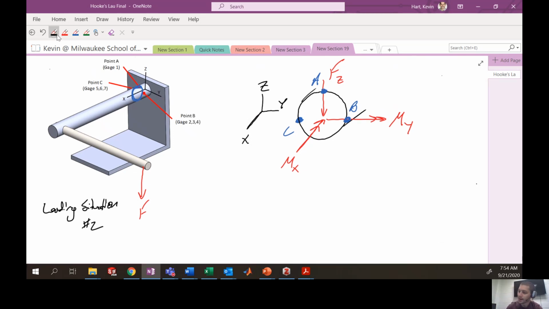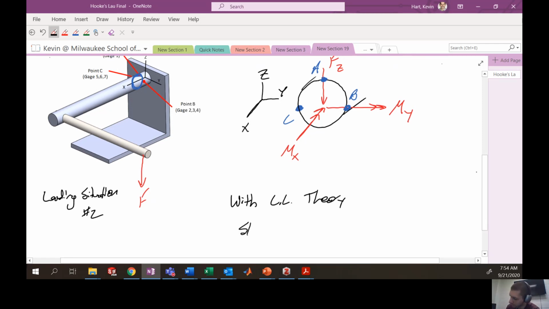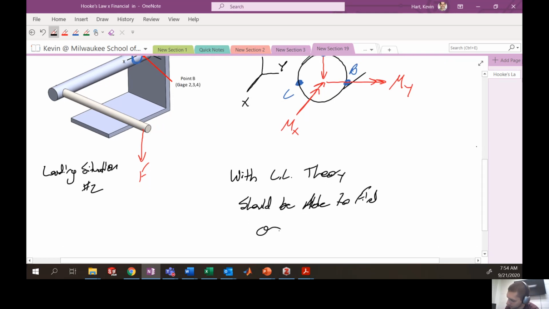Now, I'll say that with your combined loading theory, that you kind of did for homework number 1, which was sort of last week, you should be able to find, let's say, the following variables. You should be able to find the normal stress on this face at point A, the normal stress on this face at point B, and the normal stress on this face at point C. Those things should be rather intuitive and rather obvious for you to handle.